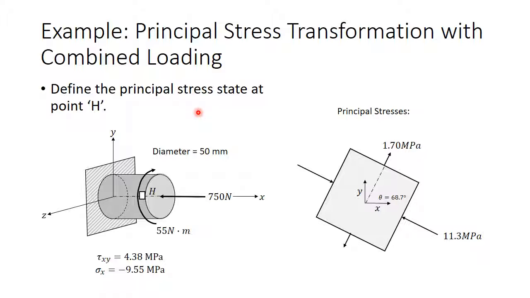Finally, we will draw the principal stress state. And given the principal stresses we found in the last slide, we find that this angle here, which is actually from the normal surface, is 68.7 degrees. And as you can see, there are no shear stresses on here, which is what makes it the principal stress state. And that is the example for principal stress transformation with combined loading. Thank you.